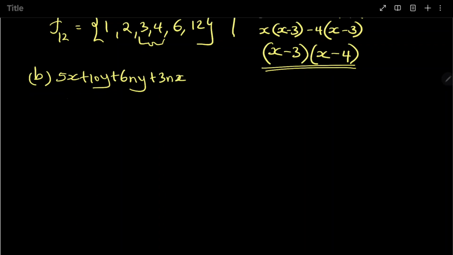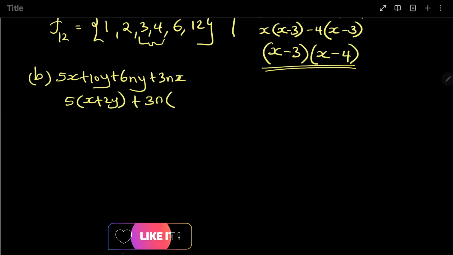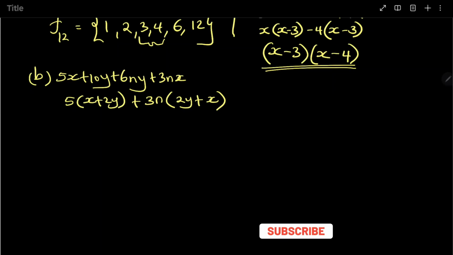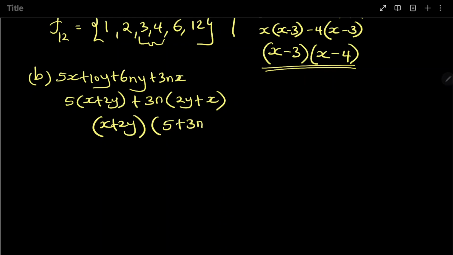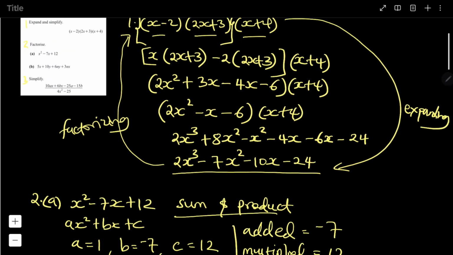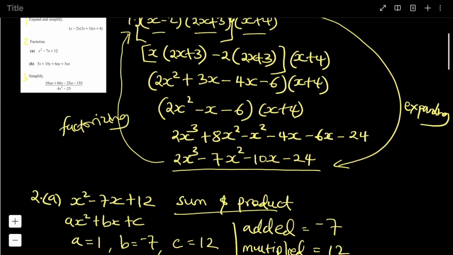So remove out 5 to remain with x plus 2y, plus 3 is common, n is common. So it is 3n. What do we remain with after removing 3 and n here? It's a 2y plus this will be x. You realize that it is x plus 2y. It is 2y plus x, which is also x plus 2y. So x plus 2y is common. And then in brackets, it's 5 plus 3n. Simple as that.